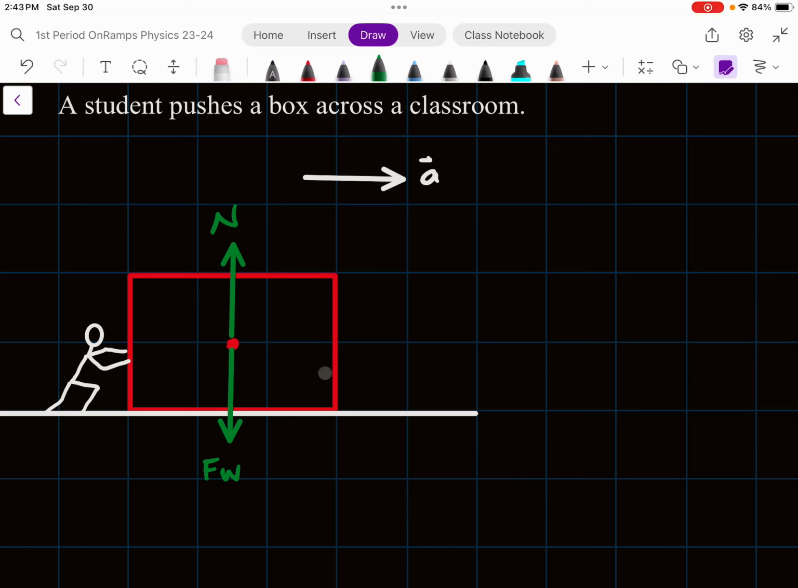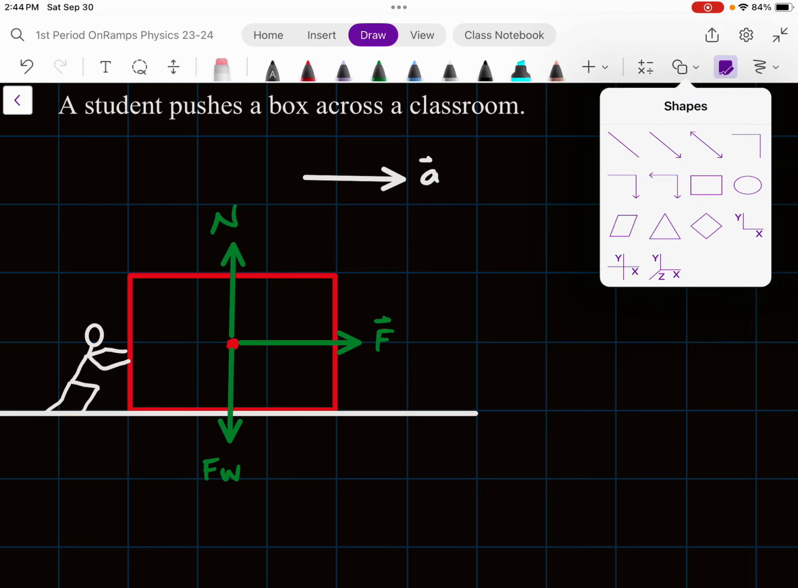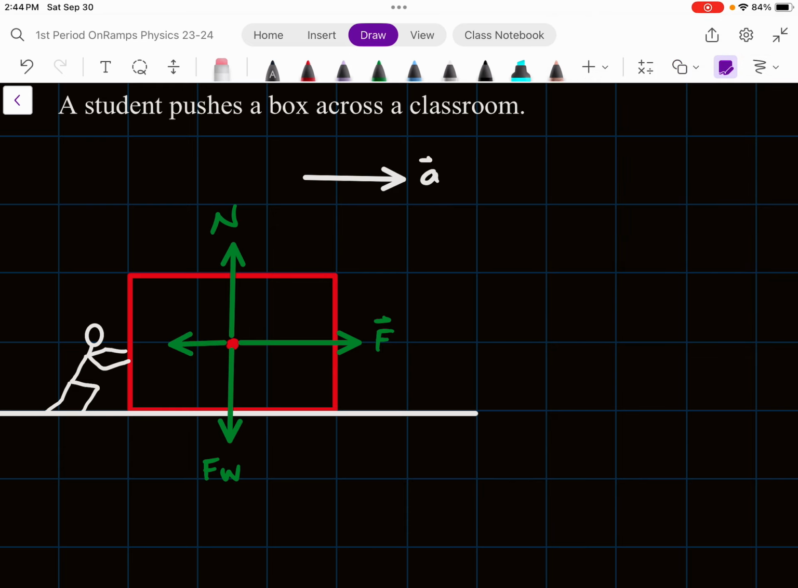Then there's the push by the student, the applied force. So I'm just going to call it F. That's the force by the student. And because it's the ground, there's friction, okay? Frictional force. And friction is going to point to the left. Notice how the length of the friction vector is less than the length of the force applied by the student. That way it can justify that there's an acceleration to the right.